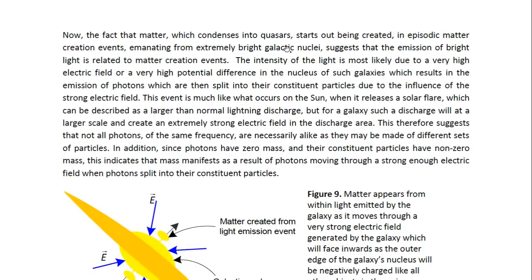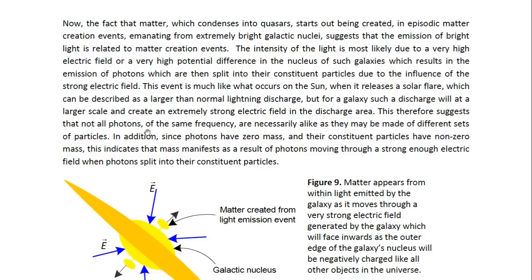Now, the fact that matter which condenses into quasars starts out being created in episodic matter creation events emanating from extremely bright galactic nuclei suggests that the emission of bright light is related to matter creation events. The intensity of the light is most likely due to a very high electric field or a very high potential difference in the nucleus of such galaxies, which results in the emission of photons, which are then split into their constituent particles due to the influence of the strong electric field.